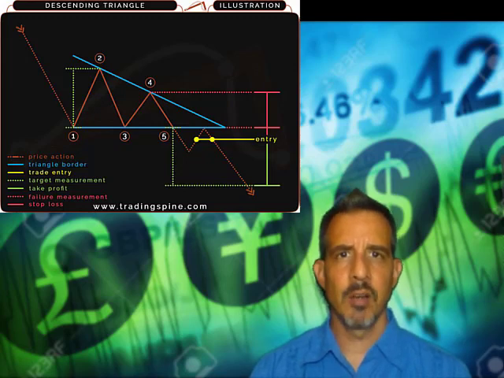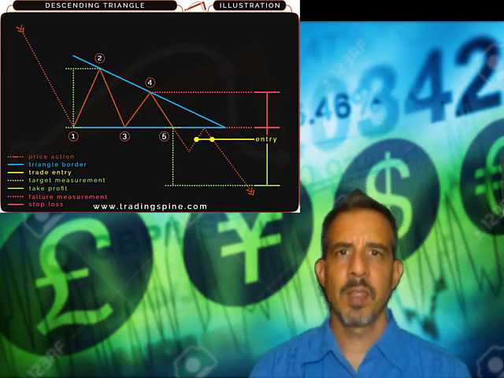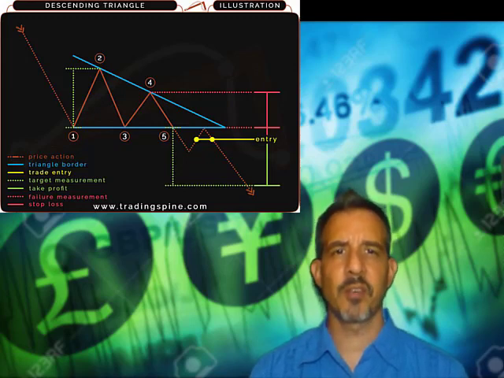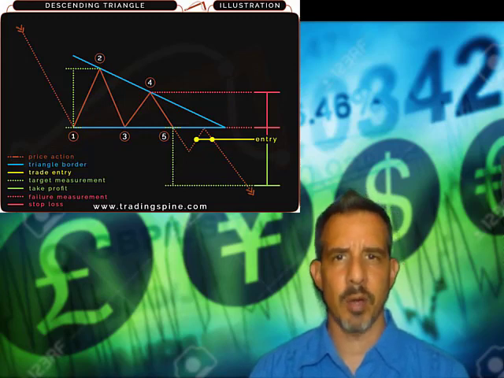Before the breakout, 4 touches to the triangle's border are the minimum for a valid pattern. More touches are acceptable. The breakout of the pattern is expected at around half or 2/3 of the triangle formation, measured from the first touch, number 1, to the intersection point of upper and lower borders.